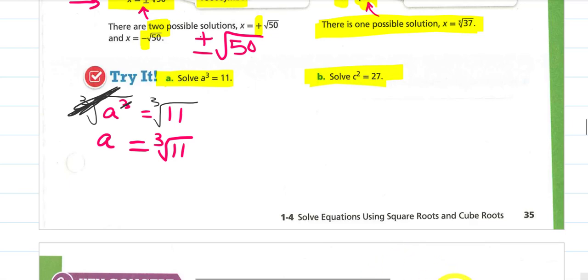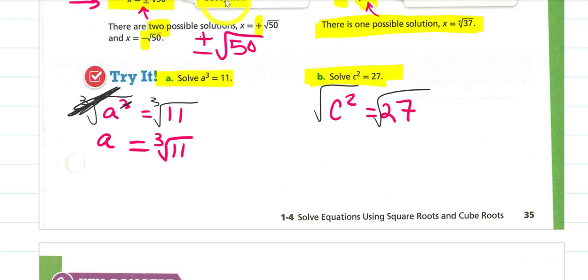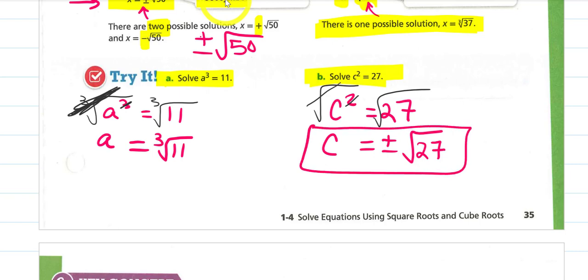Now for letter B, we have a square root. So we have C squared equals 27. Again, in order to solve this, I will have to take the square root of both sides. The square root and the square cancel each other out, leaving C alone on one side of the equal sign. Bring down my equal sign. Now this is a square root, so I have to remember that square roots give both a positive and negative answer, and it's the square root of 27. I'm not going to approximate it. I'm going to leave this as my final answer. So both of these are my final answers for the tries.